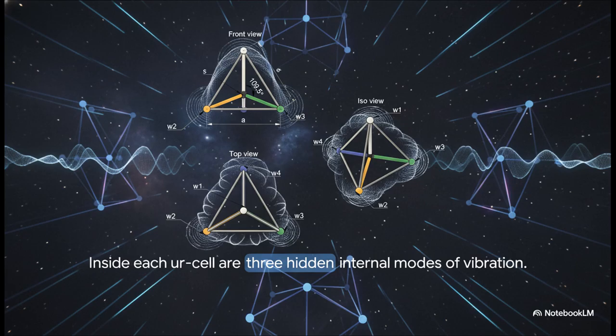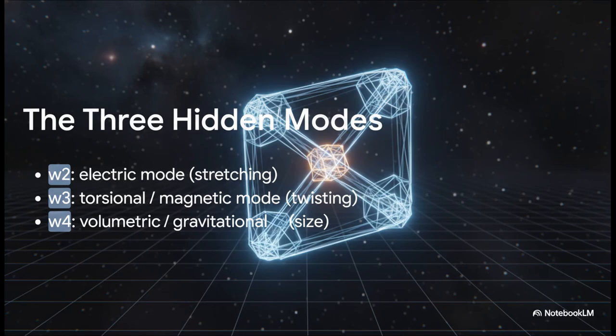But this is where it gets really cool. These building blocks aren't just sitting there statically. Each one is like a tiny little engine, and it has 3 hidden ways it can vibrate. You can think of them as the most basic ways a tiny piece of space-time can stretch or twist or even change its size. And these 3 hidden modes, they are the absolute key to everything.